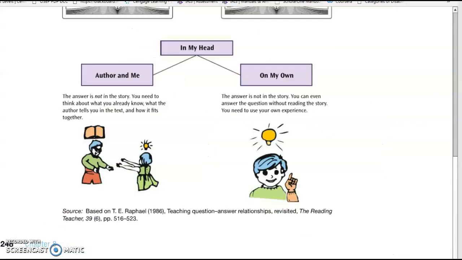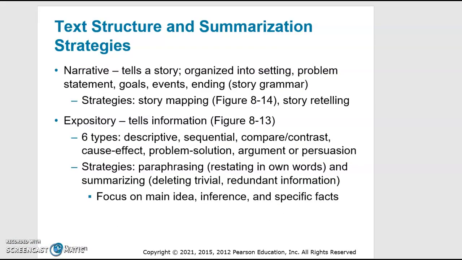All right, so then a couple more slides. Okay, so then we have text structure and summarization strategies. There's a narrative text structure that tells a story, right? There's usually a problem, goals, event. So there's story mapping in the textbook, figure 8-14, and then story retelling. And then expository is telling information. So descriptive, compare and contrast, problem solution, argument or persuasion, right? Write to the M&M's company and tell them what color M&M they should either introduce or bring back. Argue, persuade them to bring back or introduce a pink M&M or whatever, something like that.